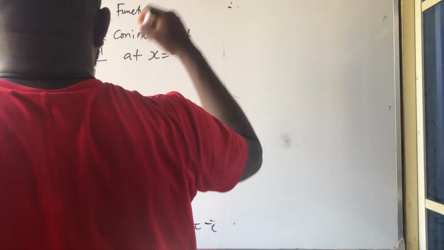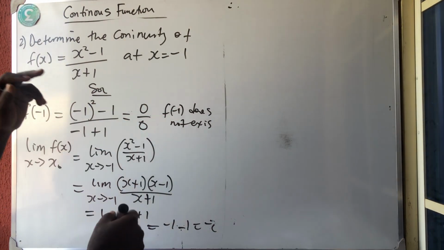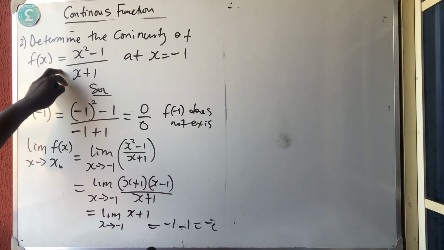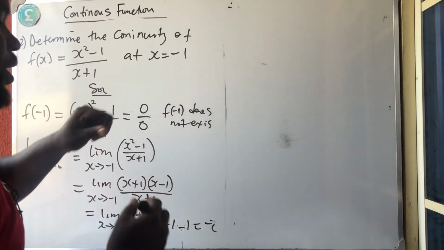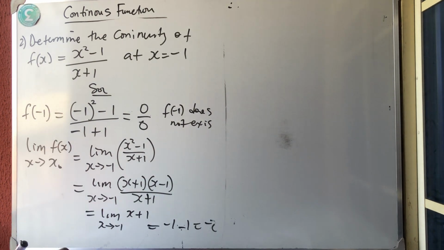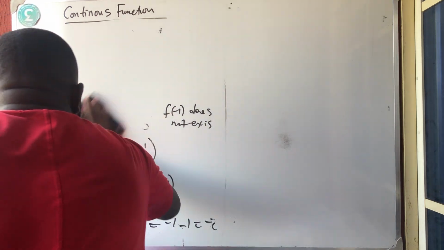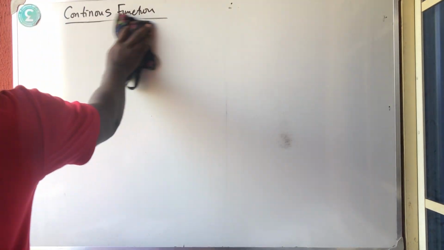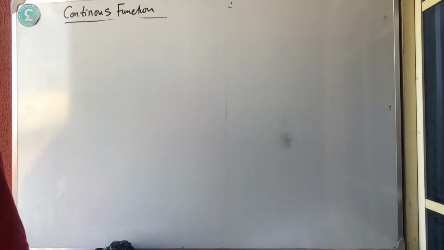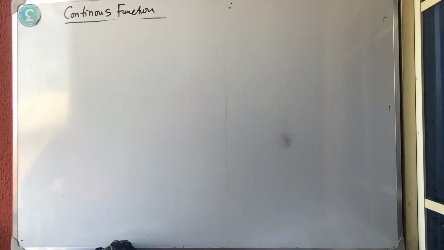So therefore, in fact, once you get that this one does not exist, just conclude that what? That the function is not continuous at what? X equal to minus 1. Very, very important. You don't even need to do any other thing, okay? So the next one we're going to talk about is further determination of continuity.